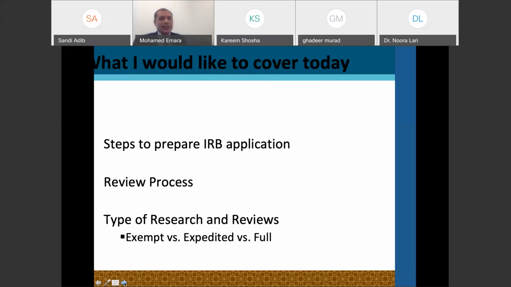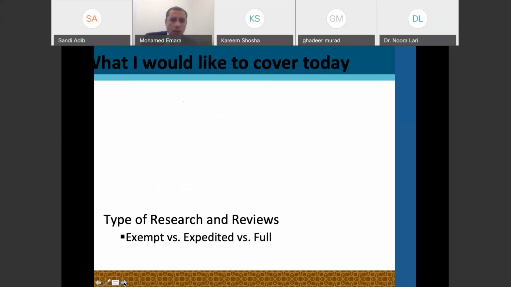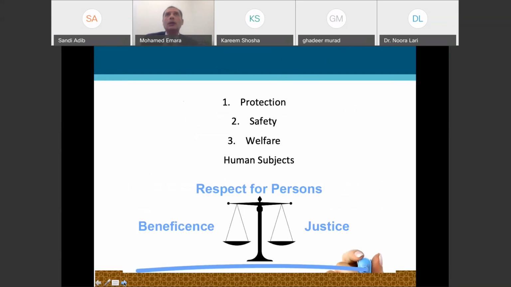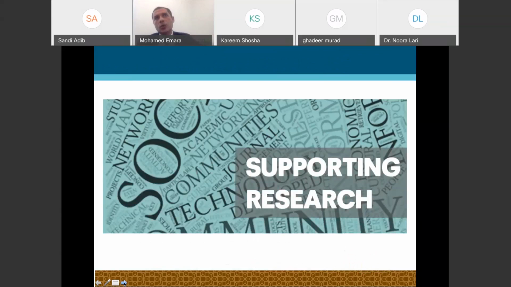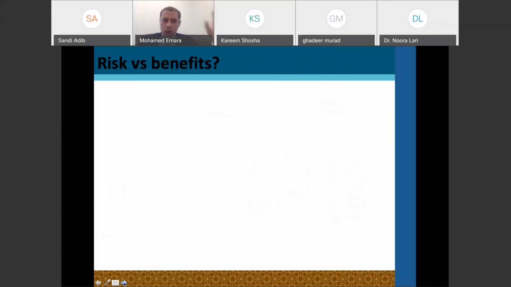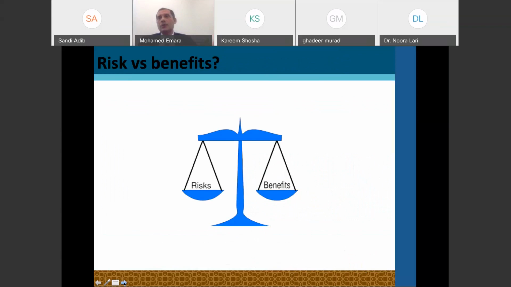Okay, so these were the steps and the review process. The last part of my talk will be about the types of review process. Again, I'm reminding you that all the types of review process stand on the protection, safety, and welfare of human subjects, concerning respect, justice, and benefit, and supporting research as well, to make the balance between risks and benefits. I'm repeating again, this is very, very important.